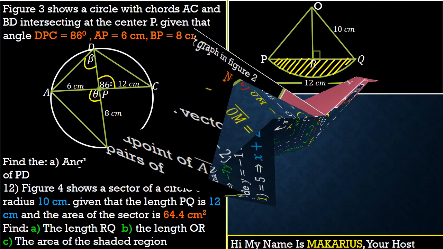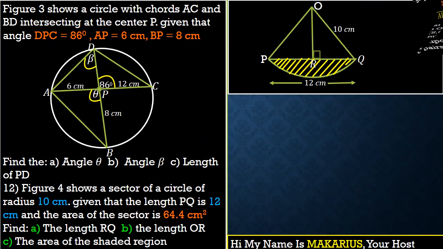All right. Let's go to the next question, friends. Let's go. Okay. The next part is based on circles and circle theorems, and it has some part of trigonometry involved. The question is saying that figure 3 shows a circle with chords AC and BD intersecting at the center P, given that the angle DPC is equal to 86 degrees and AP is equal to 6 centimeters, BP is 8 centimeters. Okay. They want us to find A, the angle theta, B, the angle alpha, and C, the length of PD.